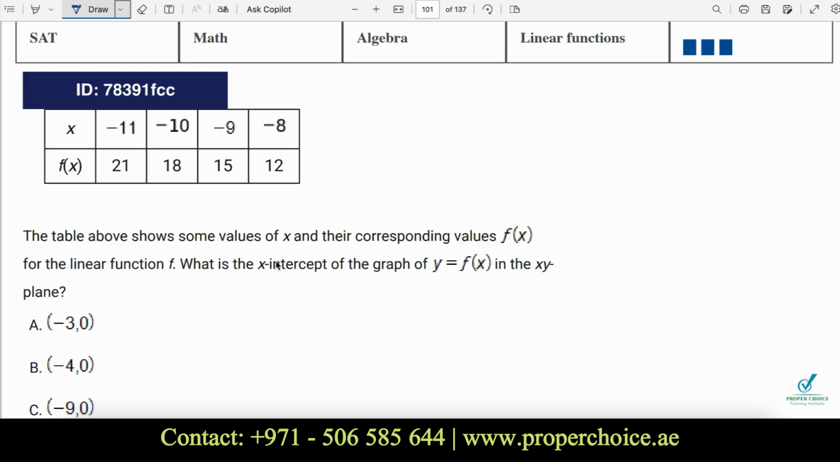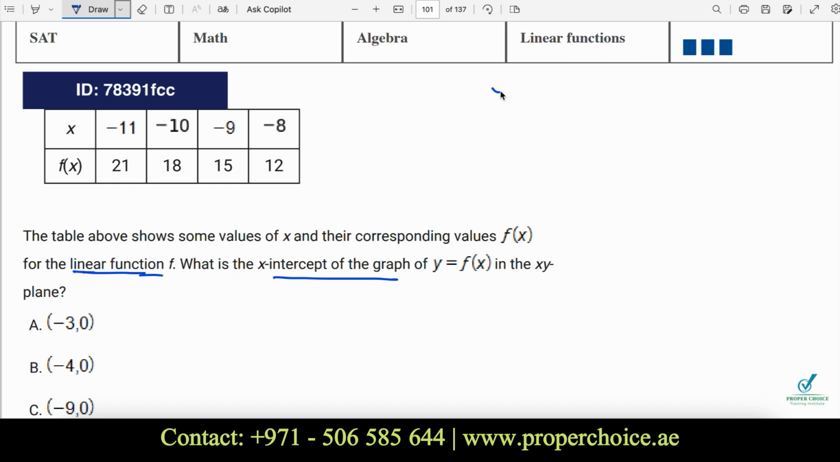The table above shows the values of x and their corresponding values of f(x). For the linear function f, what is the x-intercept of the graph y equals f(x) in the xy-plane? The x-intercept is the point where the line crosses the x-axis. First, we have to create an equation of this, and from that you can find the x-intercept simply by putting f(x) as 0 in it. As they clearly said, it's a linear function. You can find the slope and the y-intercept by using these coordinate points.